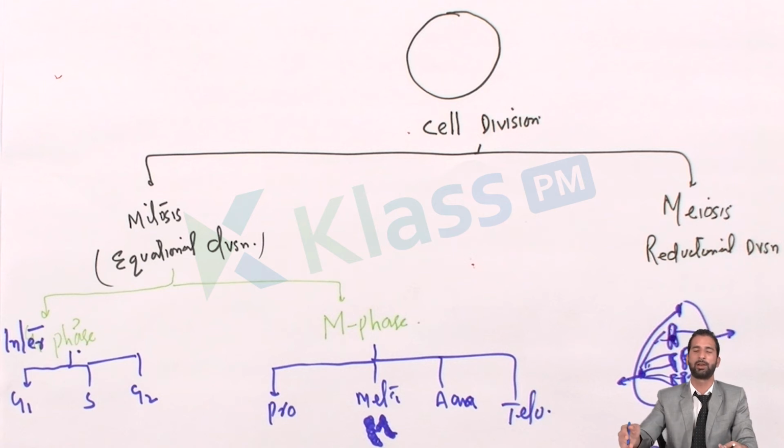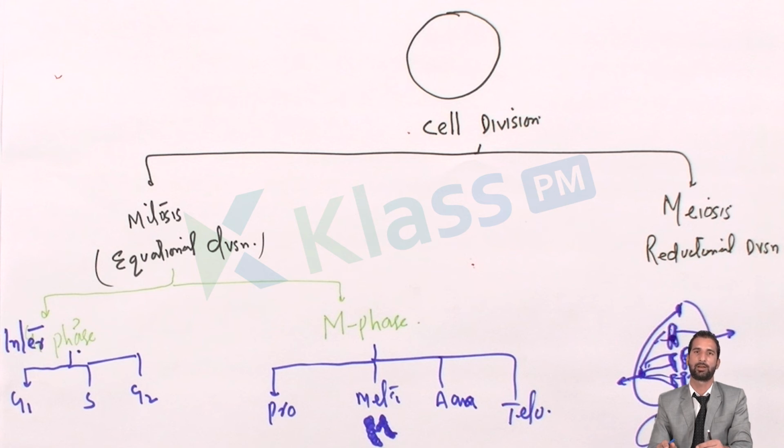Meiosis is a bit different. In meiosis, there is a reductional division. Overall, the chromosome number becomes half in the daughter cells. In the diagram it looks simple like mitosis, but overall the number of chromosomes is reduced to half. This is all about the cell cycle and cell division.